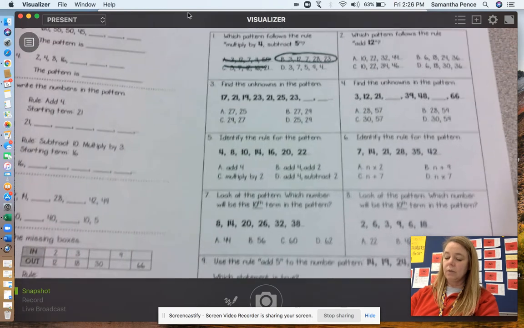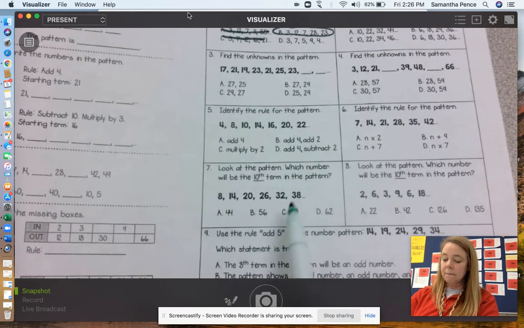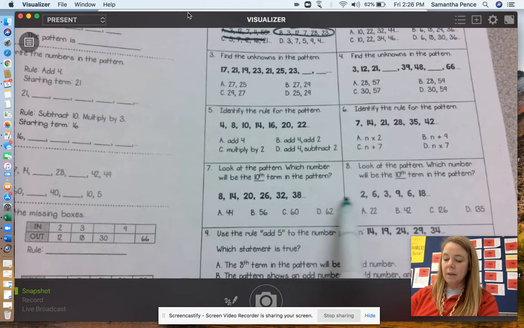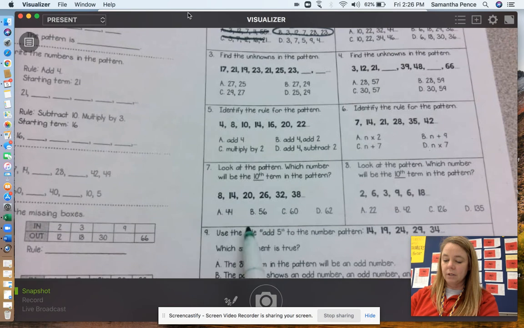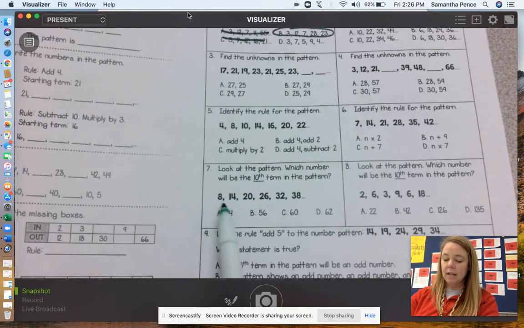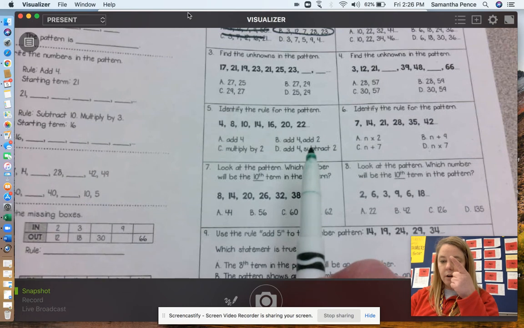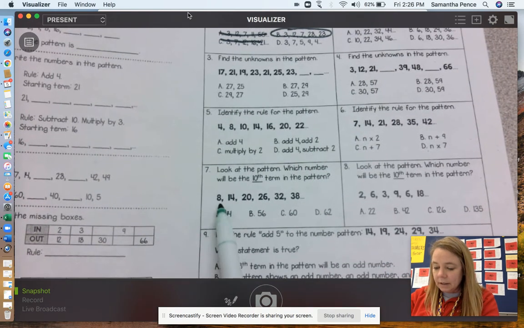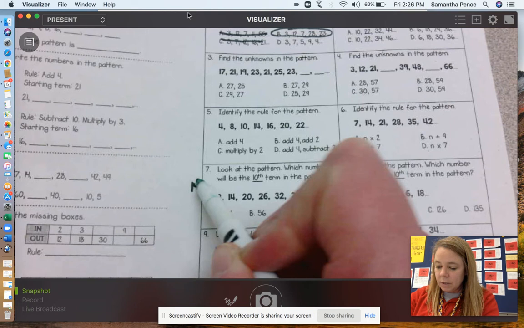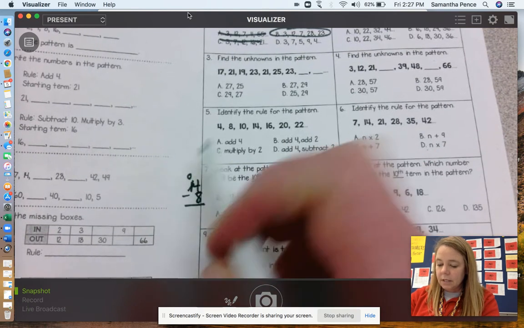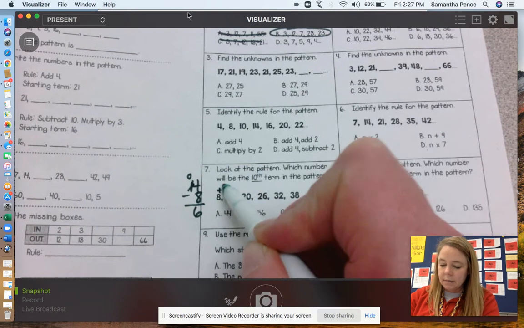I think, and number 7 and number 8, if you look down, it gives you part of a pattern, but you're going to have to continue to extend the pattern in order to find the 10th term. So we'll look at number 7. So we have 8, 14, 20, 26, 32, 38. I'm noticing that my pattern is increasing. So either I'm multiplying or adding. And I'm noticing it seems like I'm adding. Let's see, 14 minus 8 is 6.